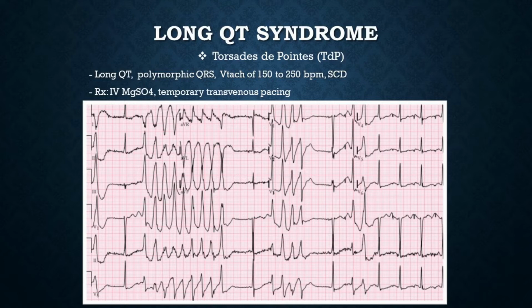Torsades has such a characteristic pattern that you won't miss it on the exams. And remember, you treat it with IV magnesium sulfate, even in patients with normal magnesium serum levels. If this doesn't help, you can insert temporary transvenous pacing, especially in the pause-dependent long QT syndrome. More information on arrhythmias in our arrhythmia videos.